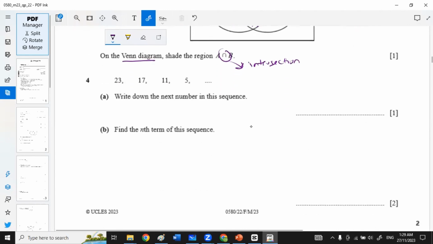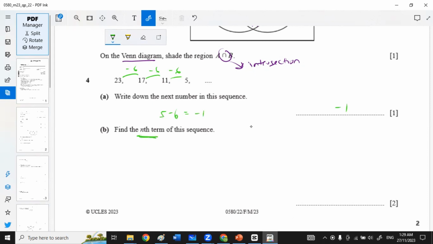Number 4, write down the next term, the next number in this sequence. So just check. This is minus 6, minus 6, minus 6. Therefore, this is 5 minus 6. That will give you negative 1.